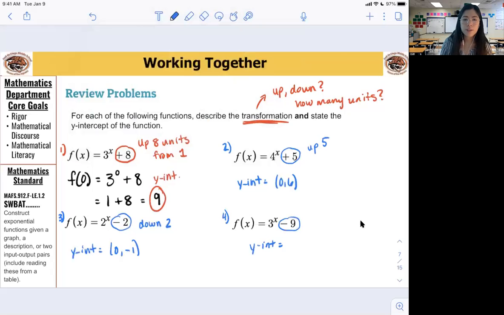And number 4, what's the transformation? Down 9. So what's my y-intercept? Negative 8. Good.